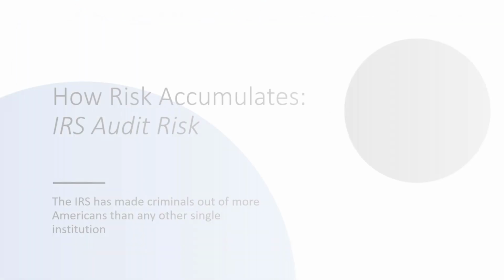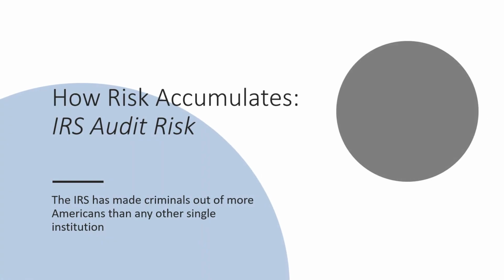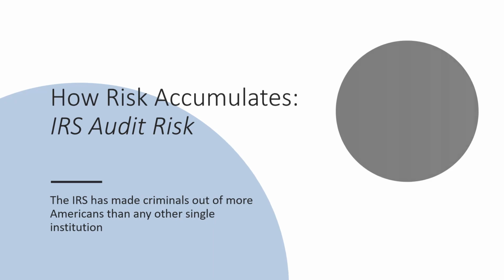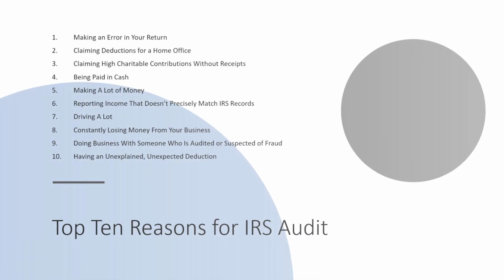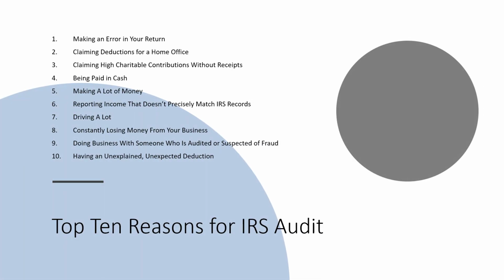The other thing I wanted to show you was this concept of how risk accumulates. So if you have risk in different areas, maybe it's time and frequency and RVU, those risk components accumulate and it builds your risk profile even higher. I just wanted to show you an example. These are the top 10 things that IRS looks for, the top 10 reasons for an IRS audit. So obviously making an error in your return is one of them. Claiming deductions for a home office is another one, or high charitable contributions, or being paid in cash, or even just making a lot of money or driving a lot.